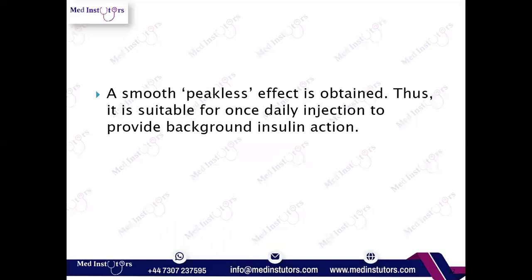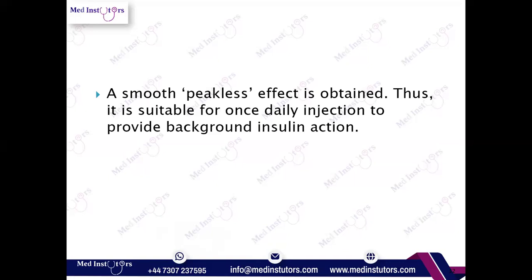That is why it is called a peakless insulin. Insulin glargine, remember this point also: it is stable at pH 4 or acidic pH. It has a peakless action, that is, a smooth peakless effect is obtained when it is given subcutaneously, and it is suitable for once daily injection to provide background insulin action.